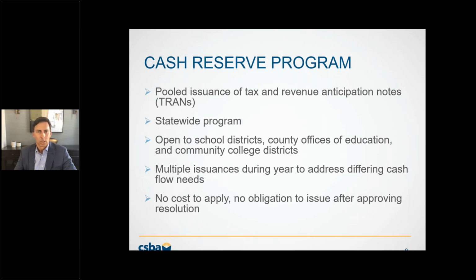And one of the big things with the program, there's no cost to apply. There's no obligation to issue. If you take a resolution to the board and approve it, there's no obligation to issue. And so I really want to stress the point of thinking about cash flow early, going ahead and taking the resolution to the board if you think you might need to. Then you could always stop the process, not issue the TRAN, and not incur any costs if your cash situation changes and you don't need to issue the TRAN. So we can go to the next slide.